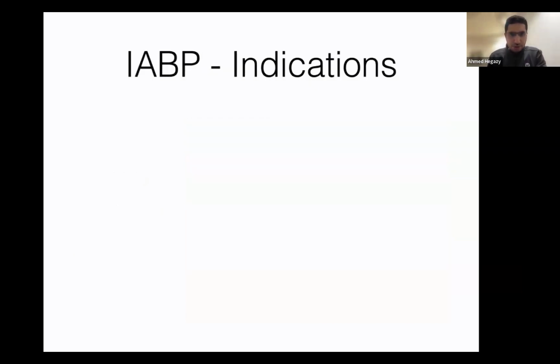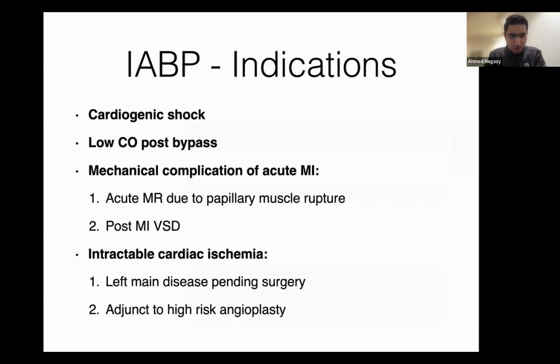What are the indications of an intra-aortic balloon pump? So in our world, the indications include cardiogenic shock, especially when you're refractory to 2 or more vasopressors. Low cardiac output post-bypass if they're unable to wean from cardiopulmonary bypass. If you have a mechanical complication of acute myocardial infarction, like an acute ischemic MR due to papillary muscle rupture, and a post-MI VSD. Both of these are mechanical complications of acute MI that benefit hugely from balloon pumps.